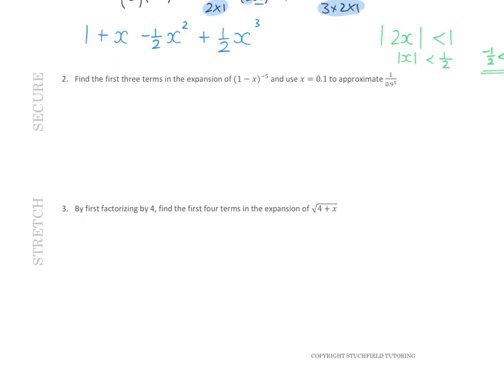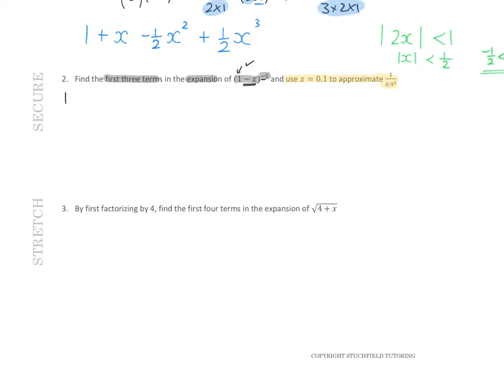Okay, question 2. Find the first 3 terms in the expansion of this, and then in yellow later on we're going to use this to approximate this. Okay, so n is minus 5 and the x term is minus 1. That's a 1, so we can proceed without having to worry.